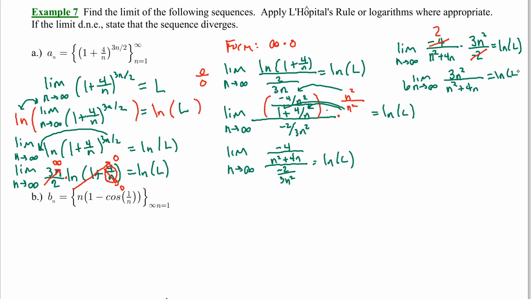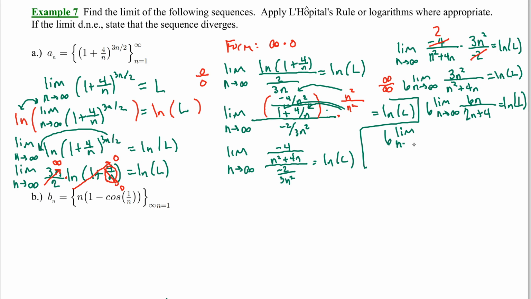Hang in there, we are almost there. Let's recognize one more time that we have an indeterminate form here of infinity over infinity. So we can apply L'Hopital's rule to get 6 times the limit as n approaches infinity of 6n over 2n plus 4, which again is infinity over infinity. So applying L'Hopital's rule one more time, we have 6 over 2 equals natural log of L.